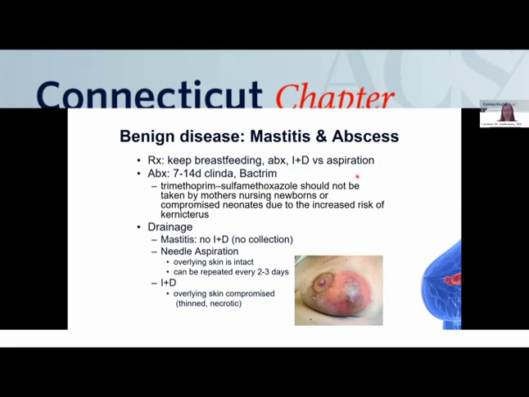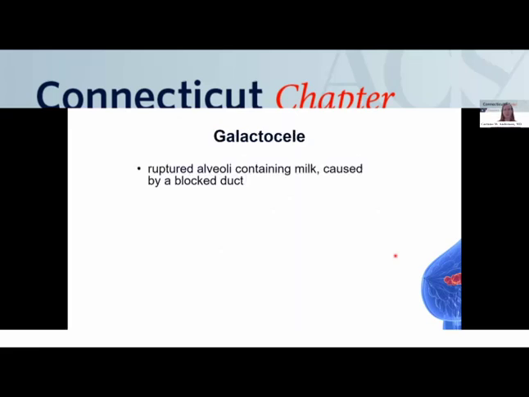Retroareolar abscesses are the hardest to treat. That's shown up on prior exams. They're most likely to recur and require repeat aspirations and sometimes even surgical removal. An abscess that does not resolve is always suspicious, and ultimately a core biopsy might be required to rule out a malignancy. A galactocele, also presenting with a mass in lactation.